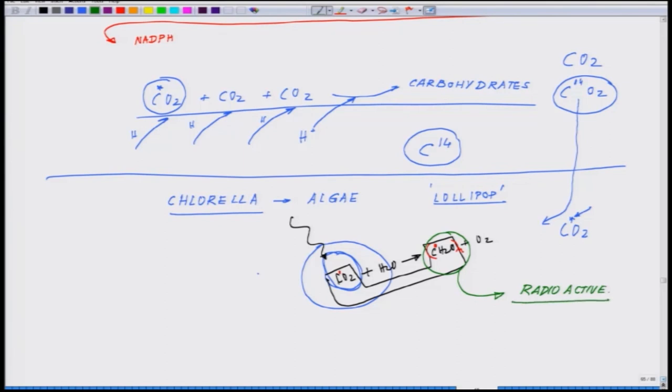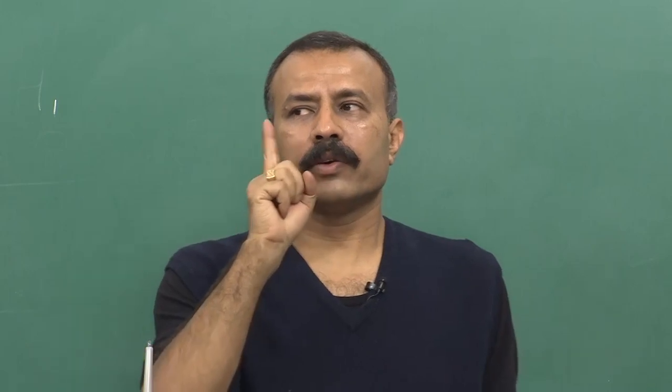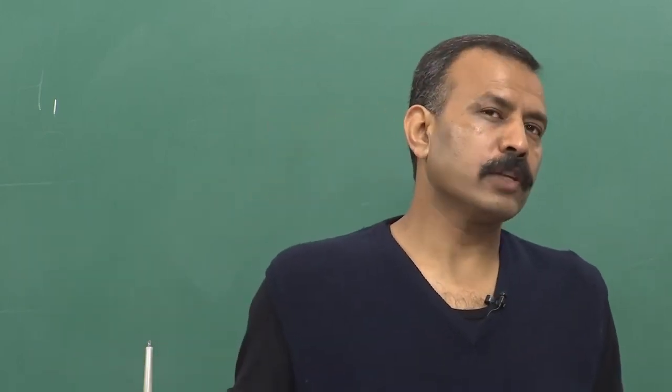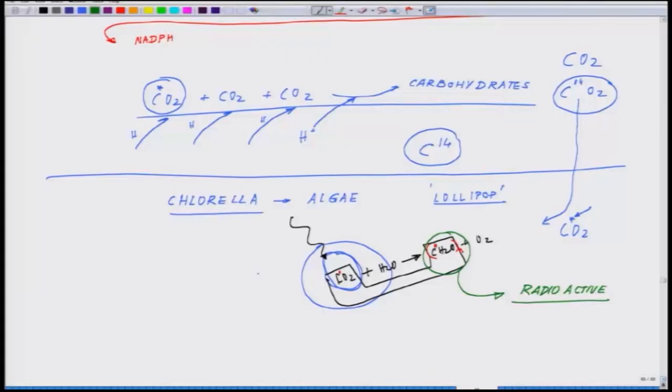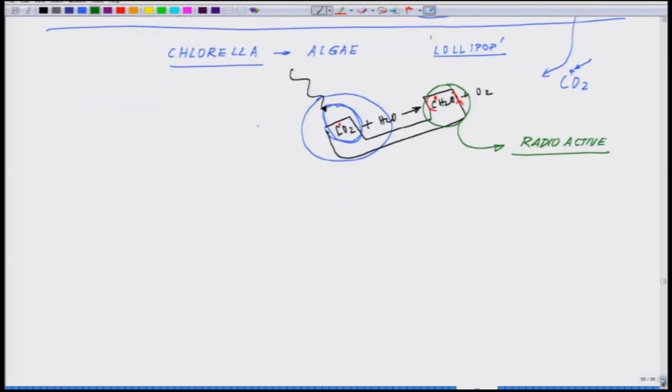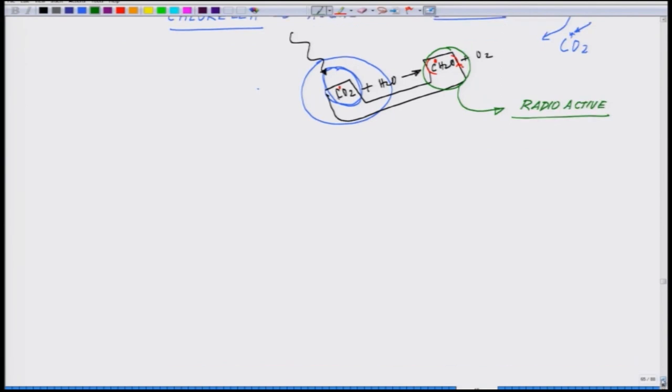Now, any form of carbohydrate which will be formed will be radioactive. Now, the catch is something else. The catch is how fast this reaction is happening, like CO2 plus H2O to CH2O plus oxygen. What they did was, say for example, there are events which are happening. Let me just help you to visualize what I mean. Say for example, this is a compound, say X. X forms Y. We know this, X forms Y.